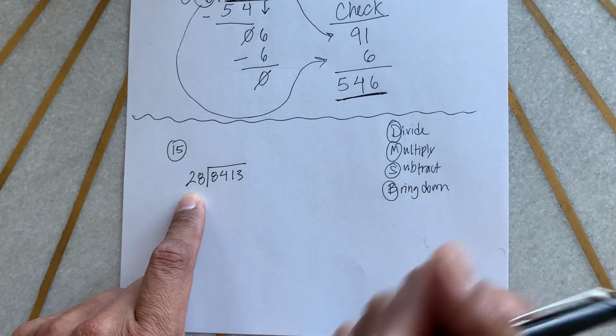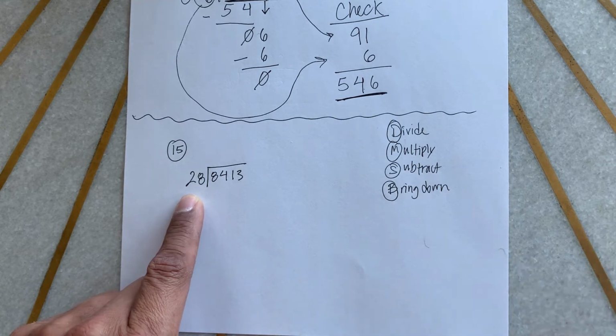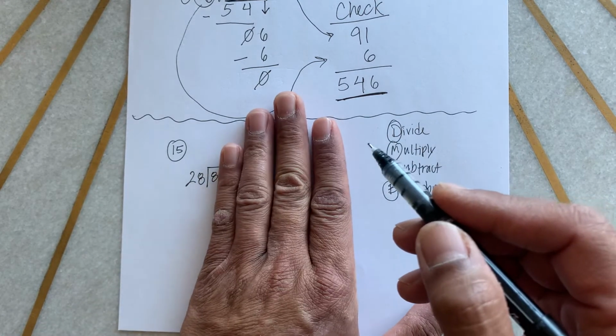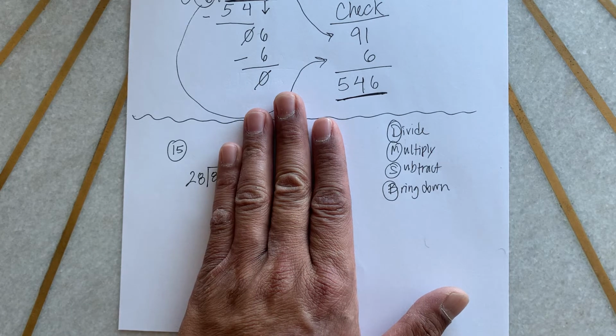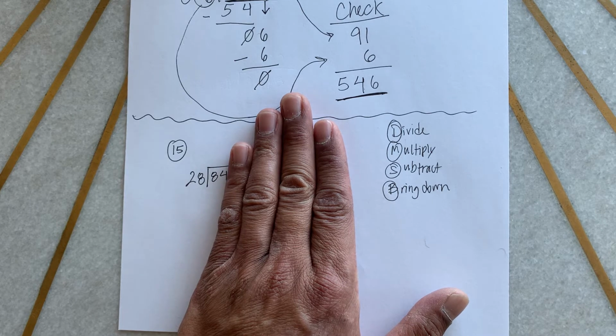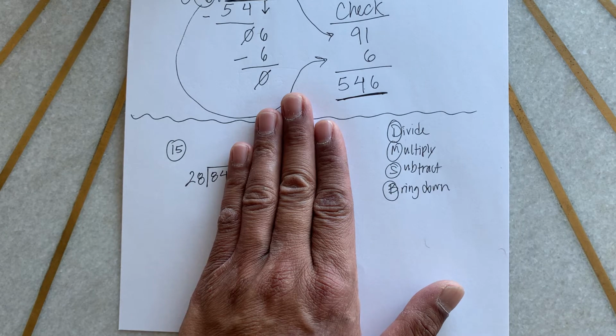I'm going to do the same thing I did with the last one. So 28. I'm going to ask myself, does 28 go into 8? Of course not. 28 is much larger than 8. So I'm going to move over. Does 28 go into 84? Definitely. So there's a couple ways you could figure this out.